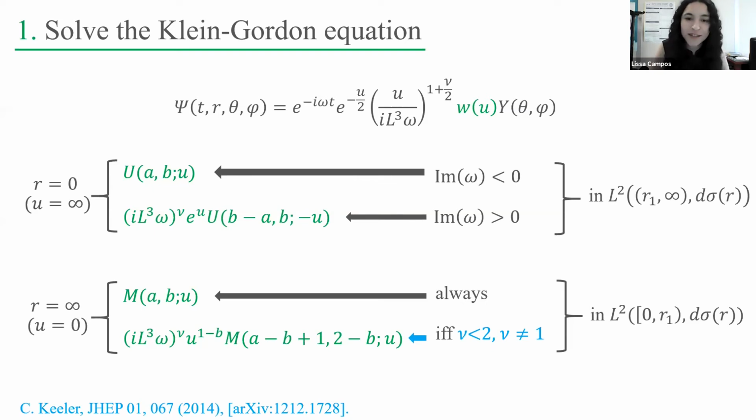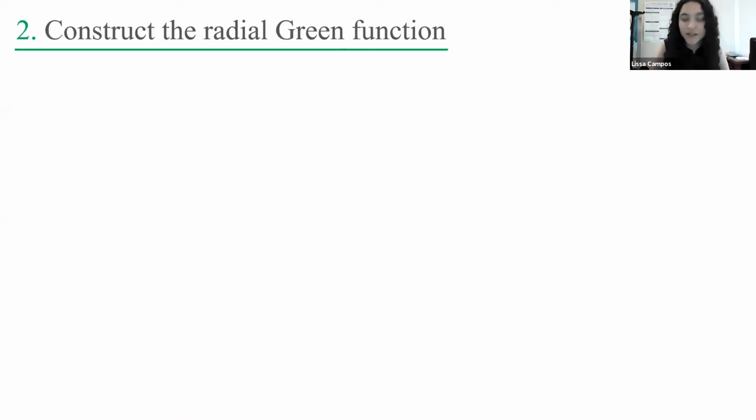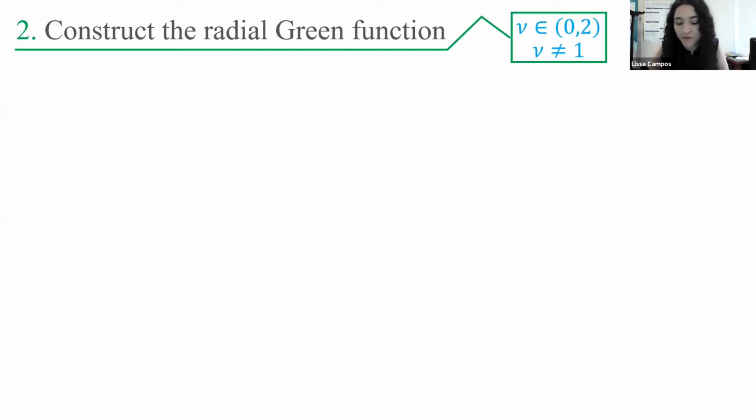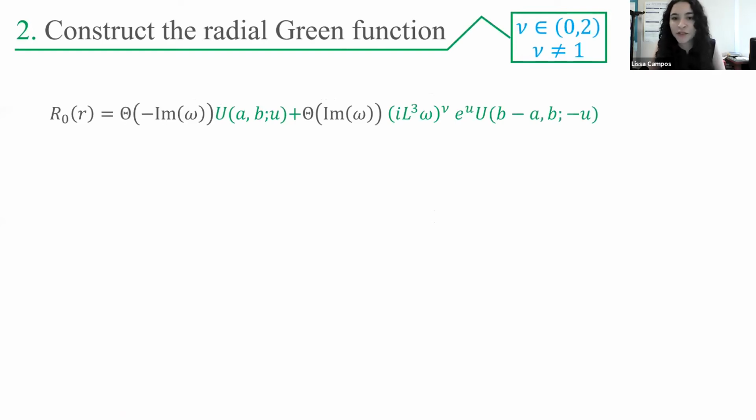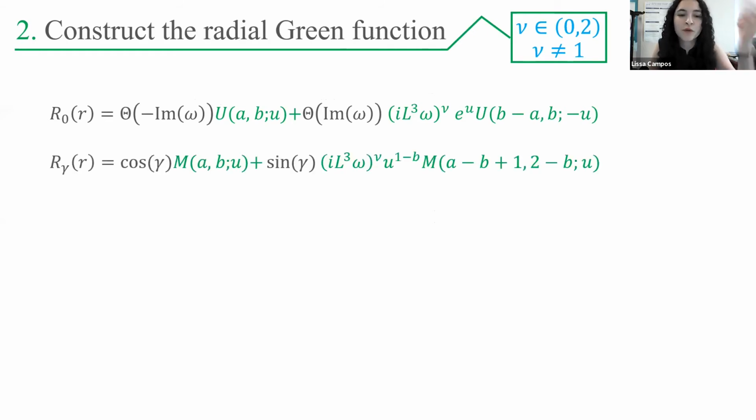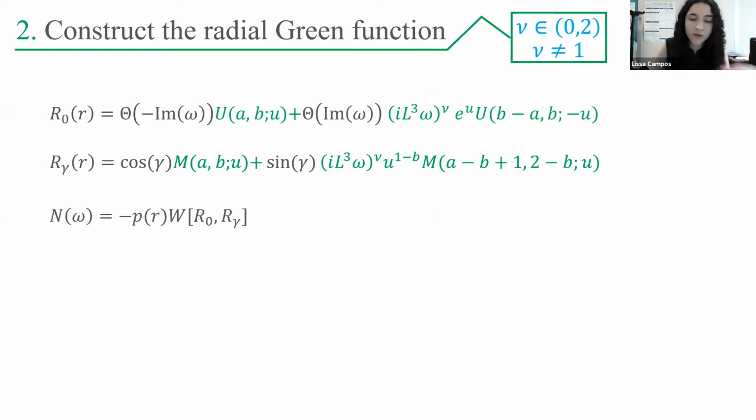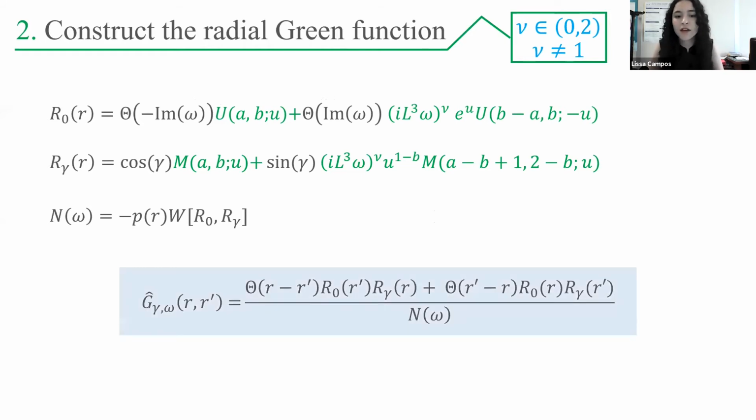If we consider this regime of effective masses where we can choose different boundary conditions, we choose the only solution we have at R = 0, and we put a Robin boundary condition at R = infinity, and we can construct the radial Green function by standard methods. We define the normalization given by the Wronskian, and it's simply a product with Heaviside functions like this, and this is the radial Green function.